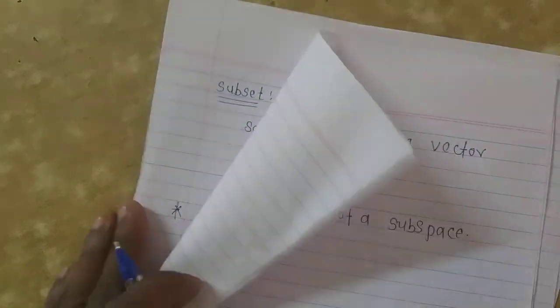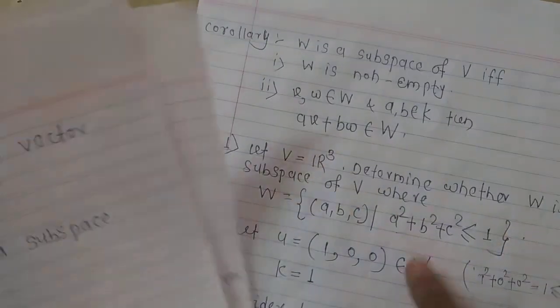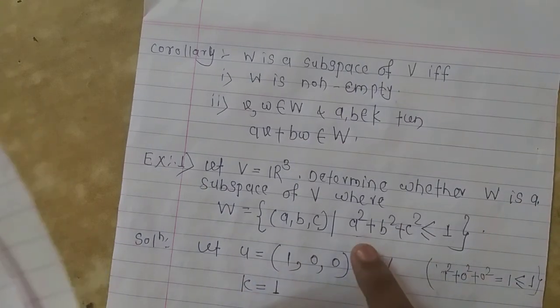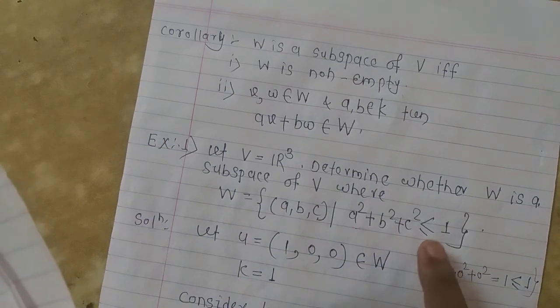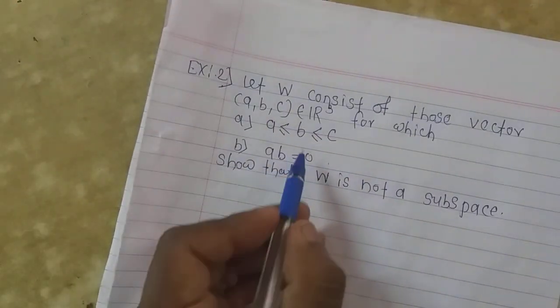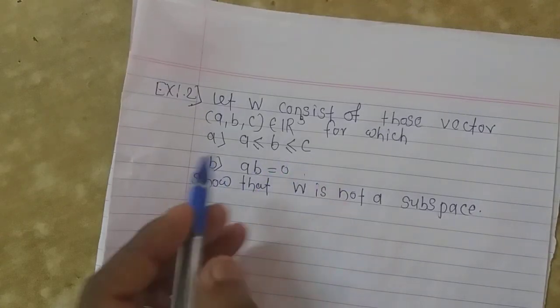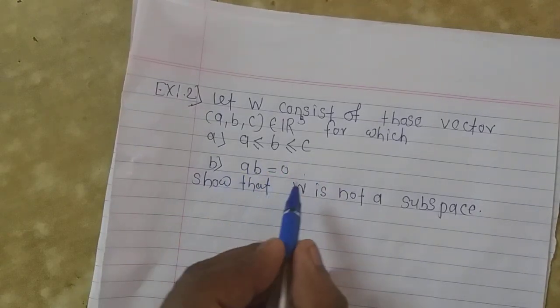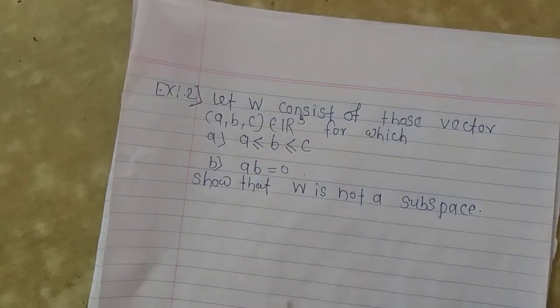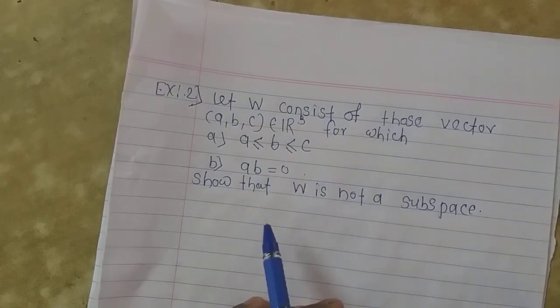In the first example, we showed that W is a subspace of V, and the condition was A square plus B square plus C square is less than or equal to 1. In this problem, W has two conditions. First is A is less than or equal to B is less than or equal to C, and second is AB is equal to 0. And we have to show that W is not a subspace.